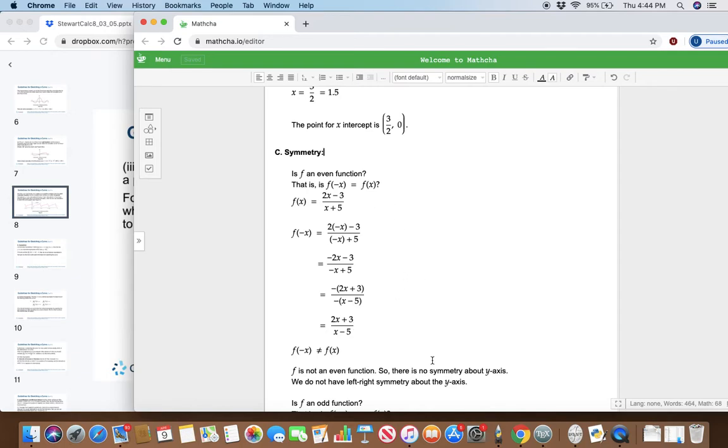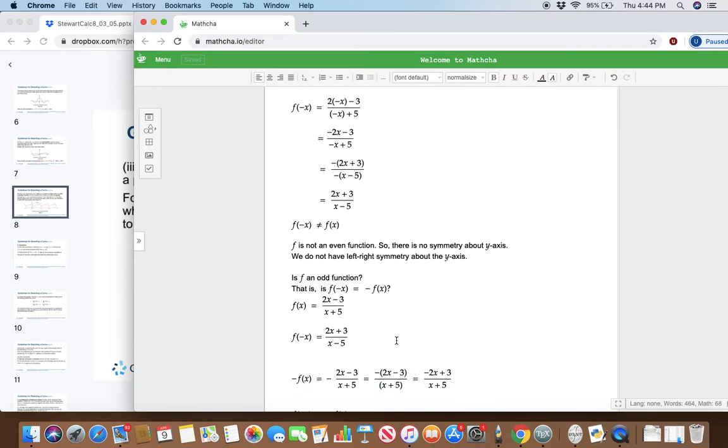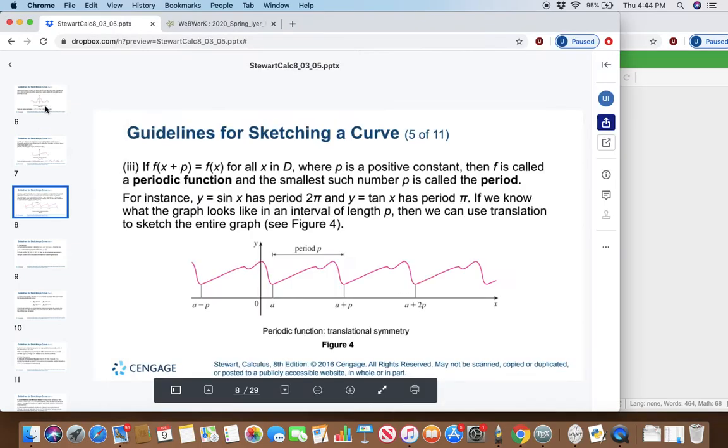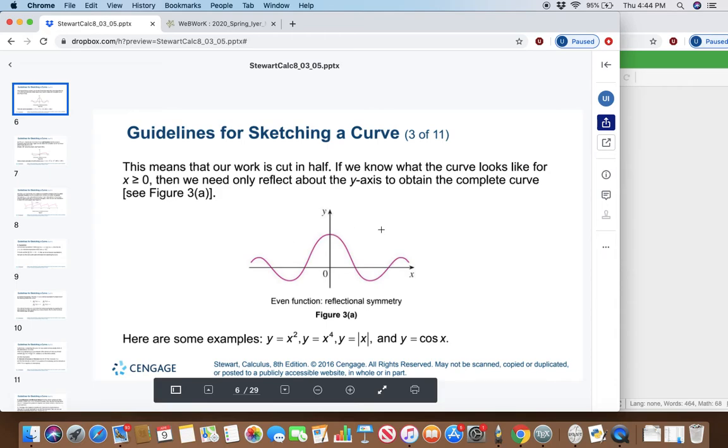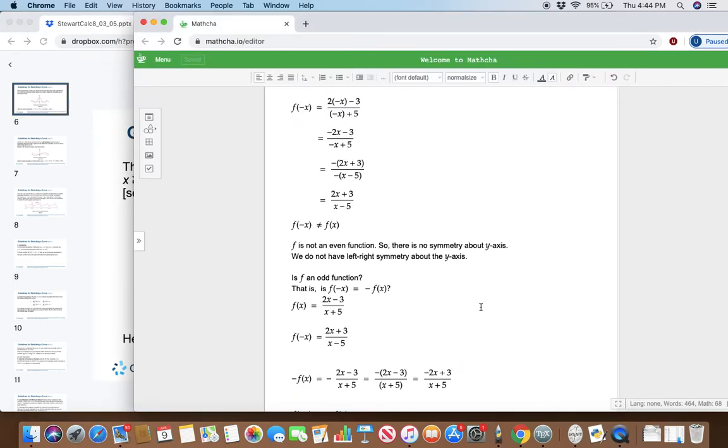Is that the same as f of x? No. So even after manipulation, we are not able to get them to be equal. That is, f is not an even function. So you are not going to get any symmetry about the y-axis. Something like this does not happen for our curve. There is no symmetry about the y-axis.